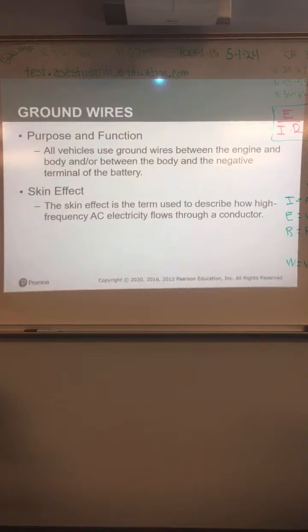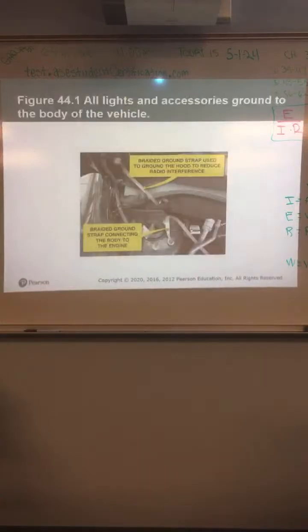Skin effect is a term used to describe how high frequency AC electricity flows through a conductor. You will see braided ground straps on cars a lot. Don't ever remove one, okay? And if you have to service a car, put it back on, all right? You will run into all kinds of problems if you remove a ground wire, or if you have one that's not tight, okay?